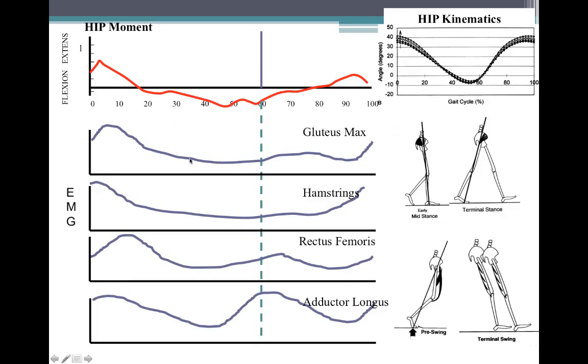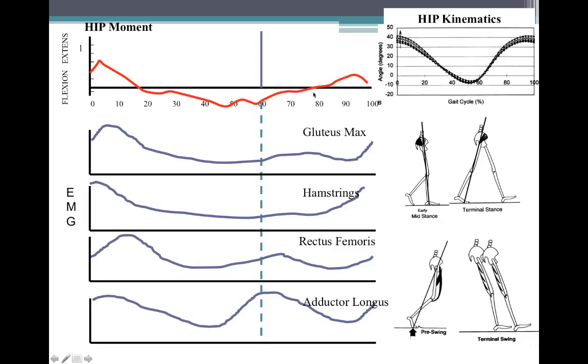So now if we match up the moments and the muscle activity, we can see that this initial hip extension moment is taken care of by the gluteus maximus and hamstring muscles here, and then the hip flexor moment here is really the primary focus of the iliopsoas muscle, but in order to record activity from that muscle, we need indwelling electrodes, which are not shown here.